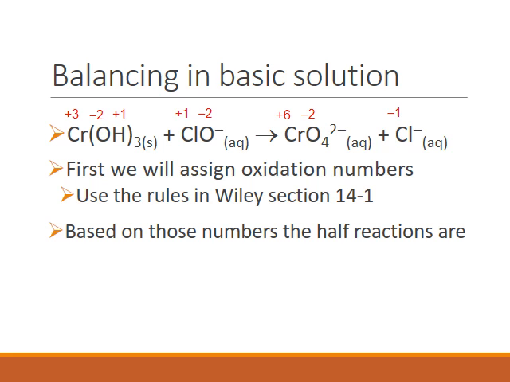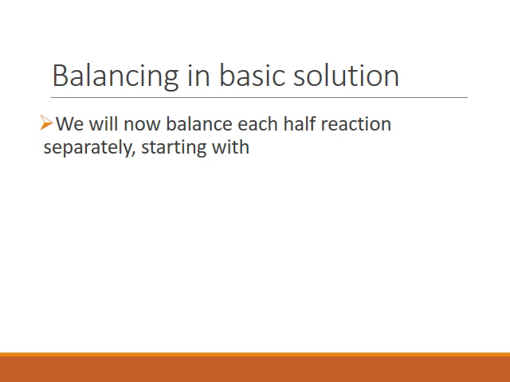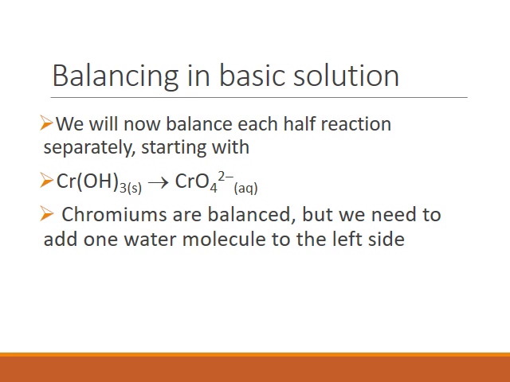Looking at these oxidation numbers, we see that our half reactions are the chromium hydroxide to chromate and the hypochlorite to chloride. We're going to balance each half reaction, starting with this one. We see we've got chromium, same number on both sides, but we've got 3 oxygens on the left, 4 on the right. So we're going to have to add 1 water molecule to balance those oxygens.